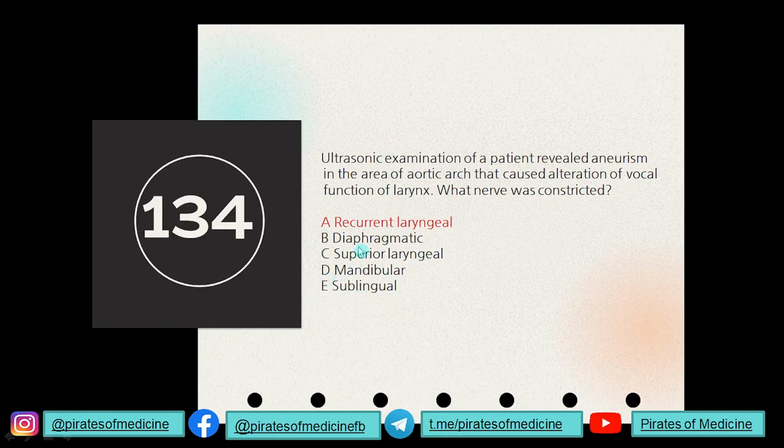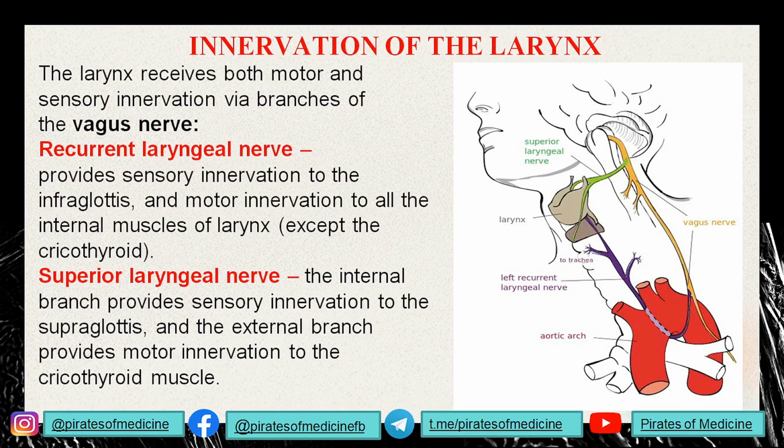134. Ultrasonic examination of a patient revealed aneurysm in the area of aortic arch that caused alteration of vocal function of larynx. What nerve was constricted? So let's talk about the nerve supply of the larynx, the voice box. The larynx receives both motor and sensory innervation from branches of the vagus nerve. Correct. So we have two nerves which are branches of the vagus nerve.